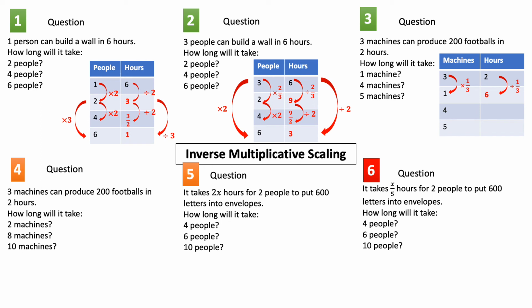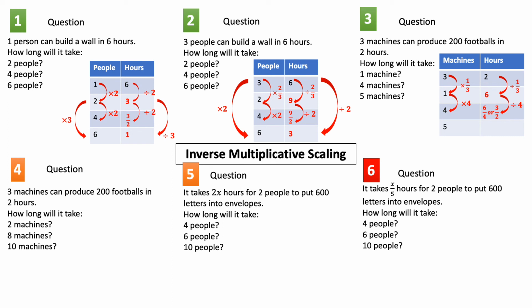So looking at 4 machines then, it's easiest to go straight from 1 to 4 because I just have to multiply by 4. Therefore, I divide 6 hours by 4 to get 6 over 4 or 3 over 2, which is 1.5 hours. Again, please don't be put off by the fractions, they are just divisions.